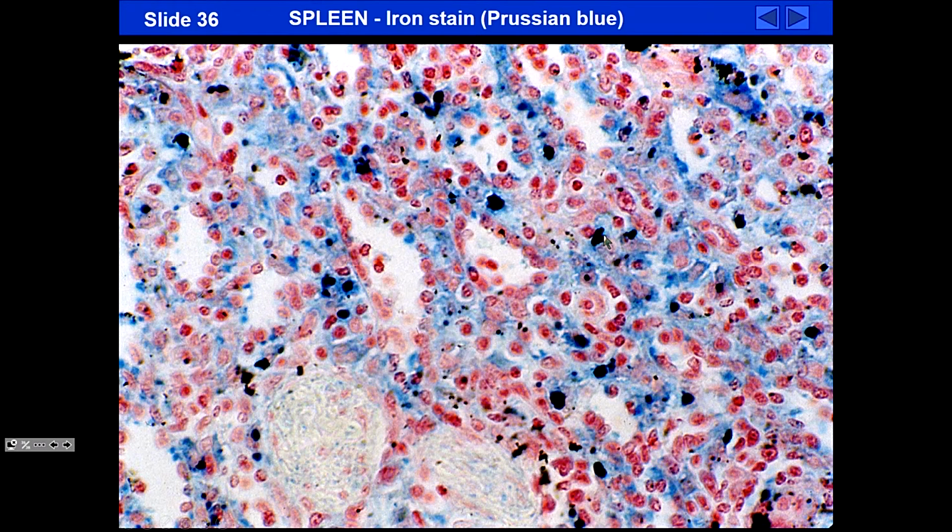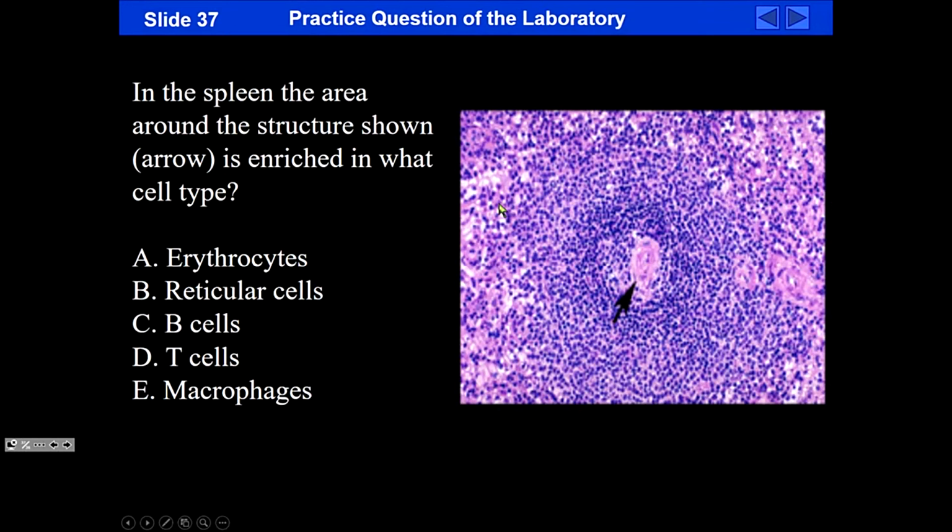Now, of course, the spleen, being the filter of the blood, is also a location for recycling of iron. So iron is removed from heme, of the hemoglobin in the red blood cell. So if we stain for iron with this Prussian blue stain, you would expect to see an abundance of iron in the spleen, because then that iron is recycled and reutilized throughout the body. Questions? Okay, there you go. That's it for the lab.